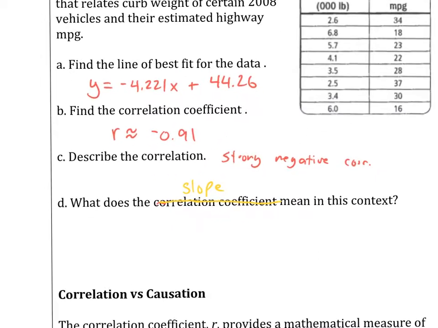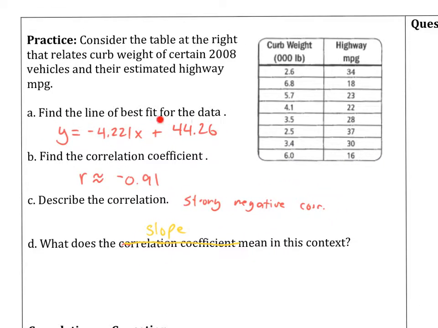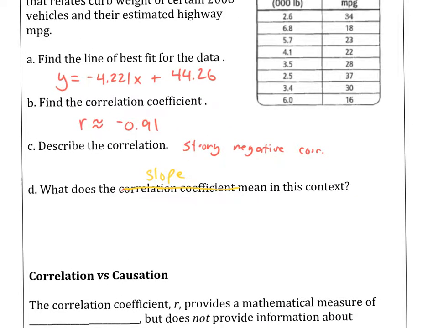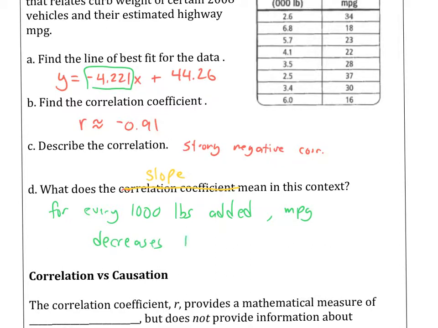All right, so let's interpret this one. Real quick, line of best fit. After I entered the data into L1, L2, I found this. The correlation coefficient is a strong negative correlation. And how do we interpret the slope? What we say is, for every 1,000 pounds added to a vehicle, or not to a vehicle, but to vehicles in general, the MPG decreases by 4.2 miles per gallon.